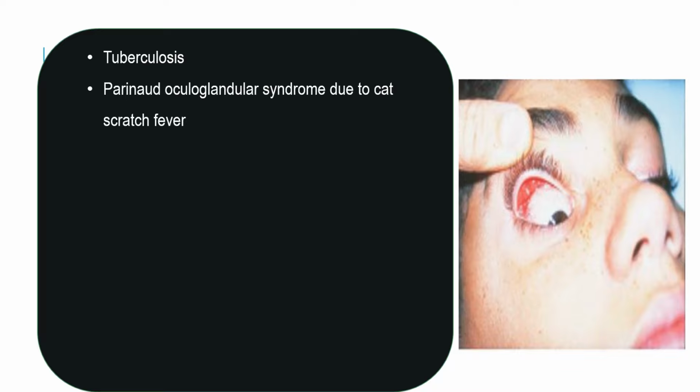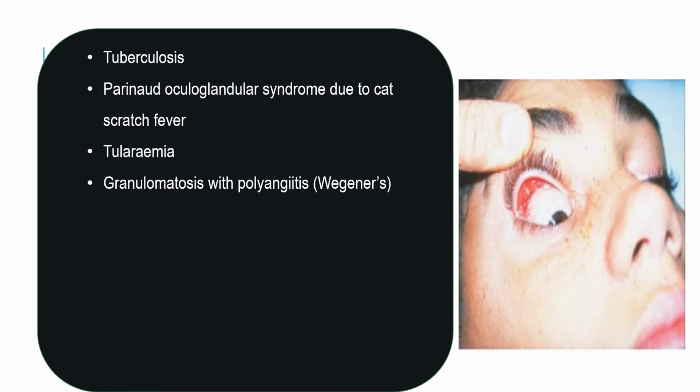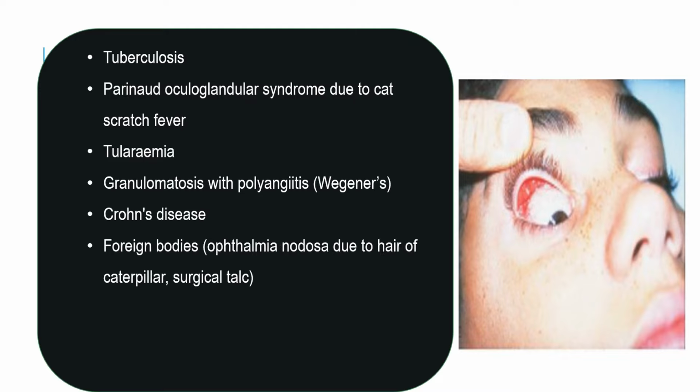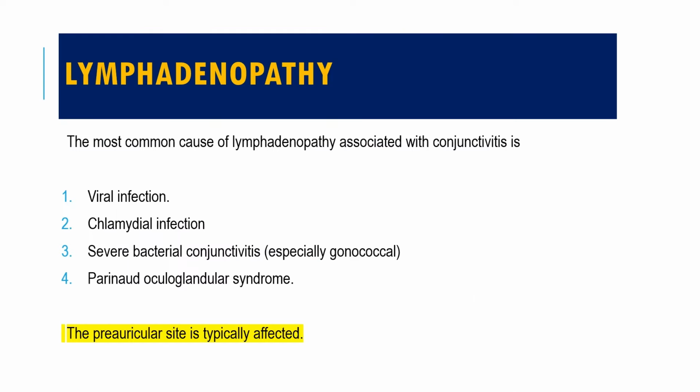Now, systemic diseases which cause granulomatous reaction are some sort of infections like TB, okay, then Parinaud's oculoglandular syndrome because of cat scratch fever, tularemia, okay, then apart from that we have syphilis, we have sarcoid, we have granulomatosis with polyangiitis, that's called Wegener's granulomatous disease, and sometimes even ophthalmia nodosa, which occurs because of some hair of caterpillar which is lodged into the eye, and around surrounding that you will see granulomatous reaction. Hodgkin lymphoma can also present as granulomatous conjunctivitis, and sarcoidosis and syphilis, as I mentioned.